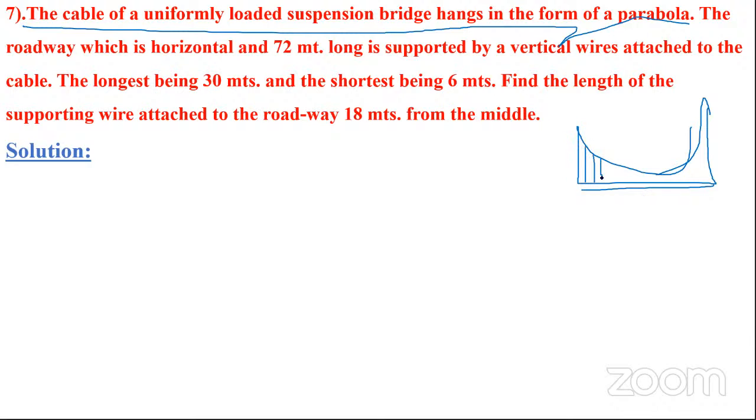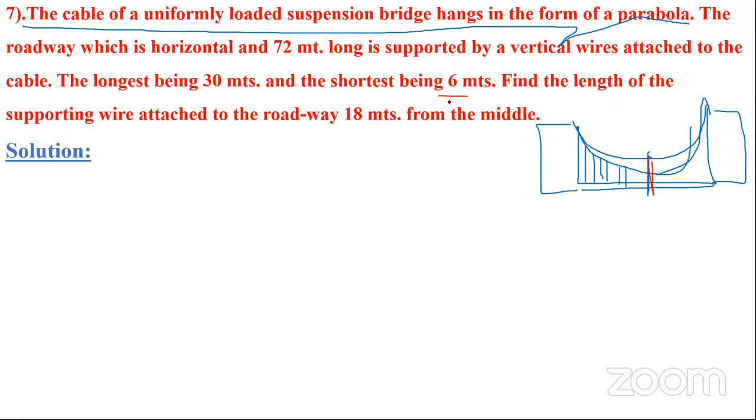So all of you know what a suspension bridge is like, I think. There are vertical wires attached to the cable, this is the cable, attached to the cable, the longest being 30 meters. So the highest one is 30 meters, this value, and also this value is 30 meters. And the shortest being 6 means the least point is here. So this is 6 meters.